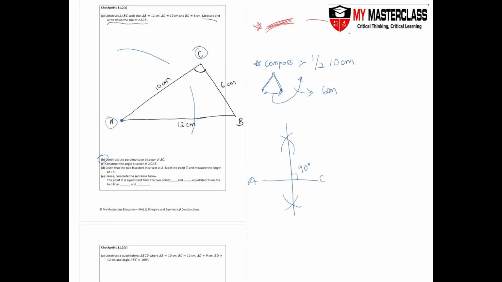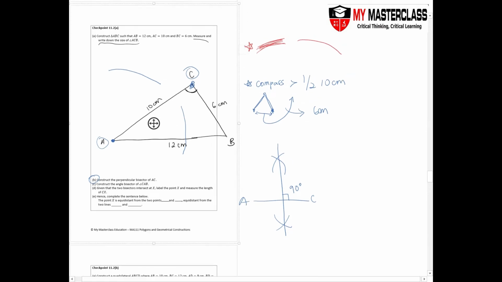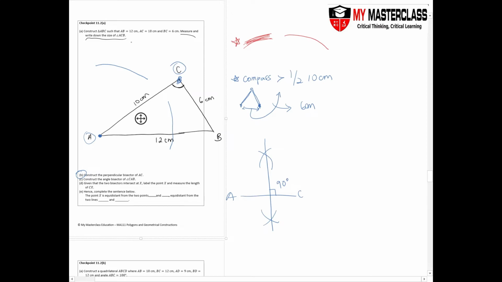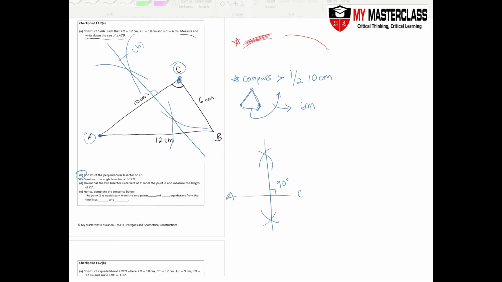Same thing. Now put your point at point C. The compass remains the same length. You will realize that you will cut through a point here, as well as here. Once you have 2 points like that, you will draw one straight line down connecting these 2 crosses. Always remember to give it a right angle symbol and label part B. Tell the examiner what you're referring to. That's very important.